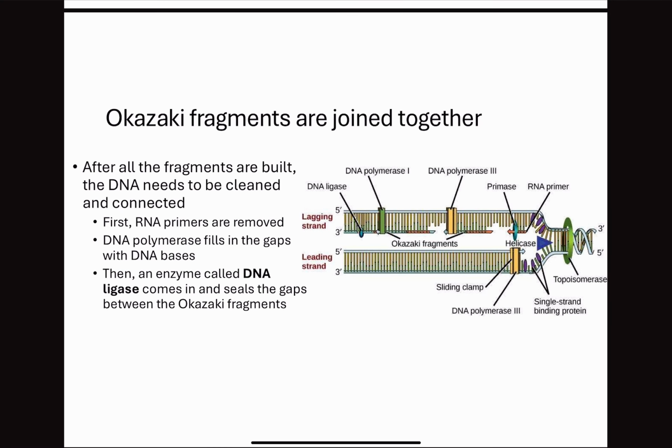So after all of the fragments are built, DNA needs to be cleaned and it needs to be connected. The first step is that RNA primers have to be removed because DNA should only be made of DNA, not RNA. So DNA polymerase is going to fill in the gaps with DNA bases, the gaps that we have from where these RNA primers were removed. Then we have an enzyme called DNA ligase that is going to come in and seal the gaps in between our Okazaki fragments. So ligase acts like a glue that is going to make sure that the lagging strand becomes one continuous piece of DNA.